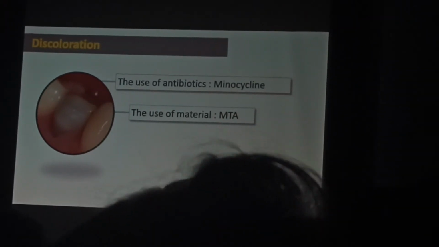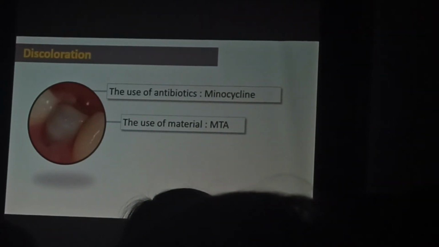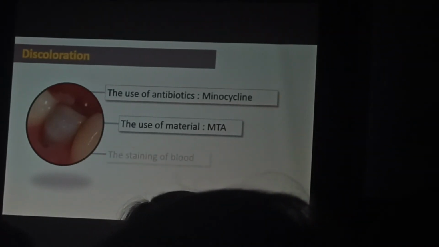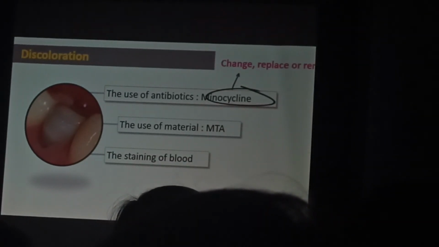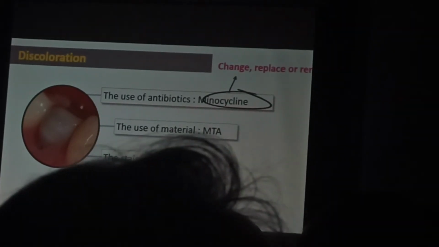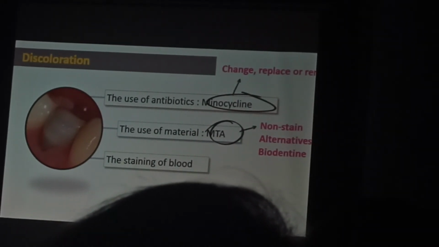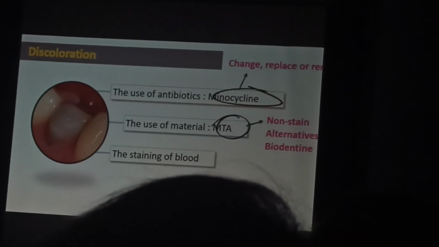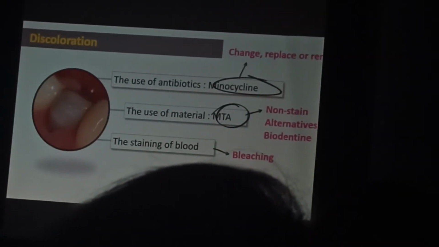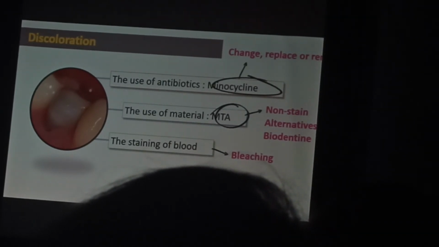The other one is the use of material, which is MTA. Normally, it can make the tooth color change, and also the staining of the blood inside. So instead of minocycline, we can use other materials. And for the MTA, we may use an alternative, for example, Biodentine instead of the MTA. And for bleeding inside the tooth that may generate tooth discoloration, we may do bleaching after the treatment.